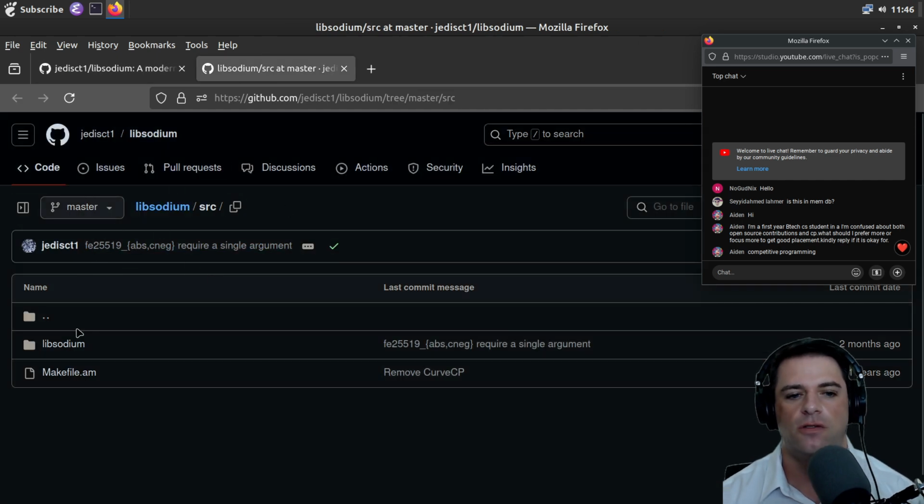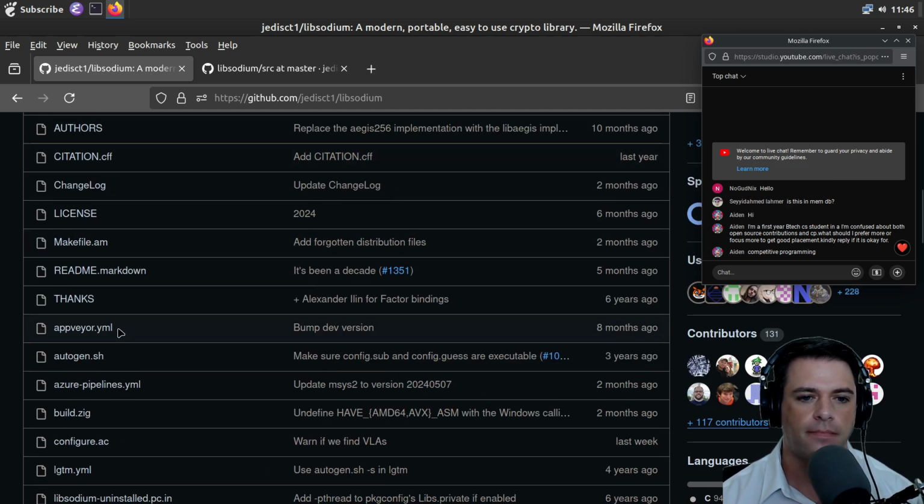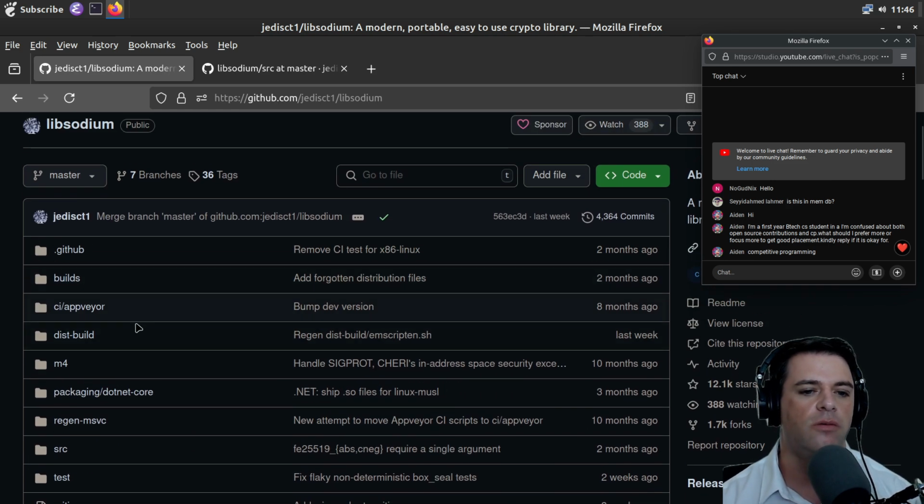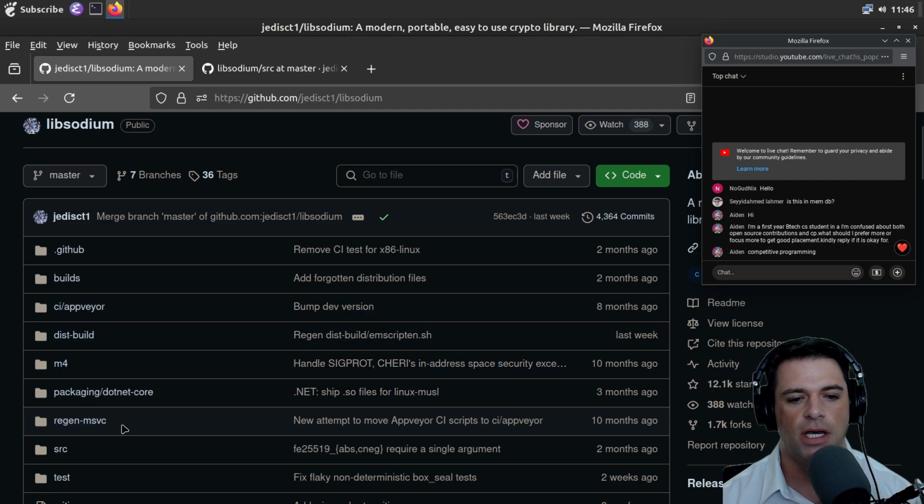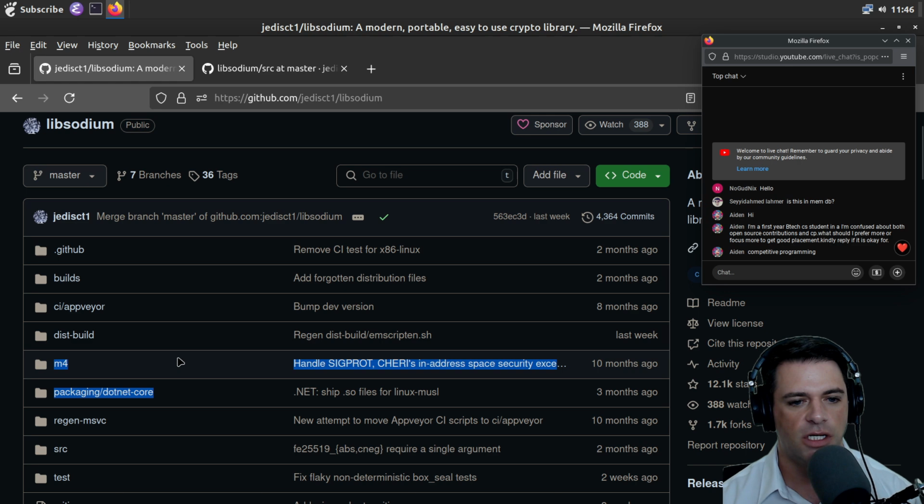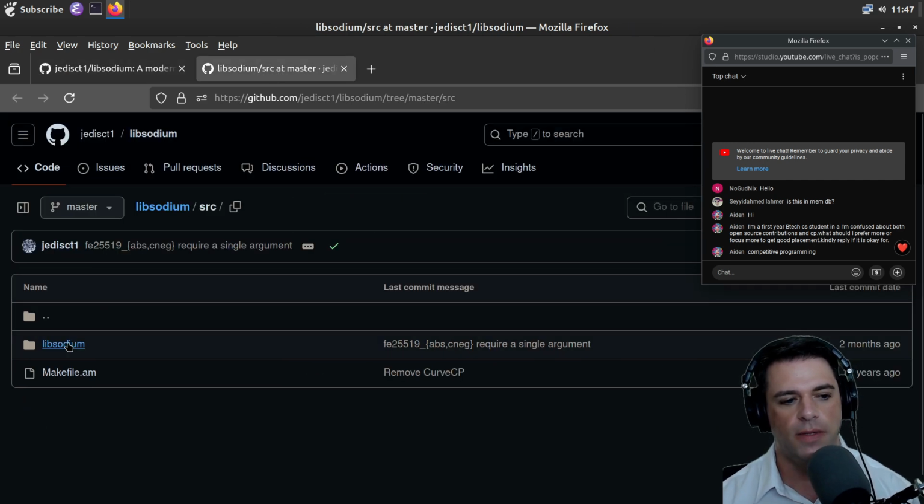Okay, so we have source. I'm going to guess everything is in source. What else? What is even the other possibilities? We have regen MSVC. I'm going to guess that's Microsoft Visual Studio Code. M4 is translations. There's some packaging stuff like .NET. There's building stuff and CI stuff. So it has to be in source. It must be.